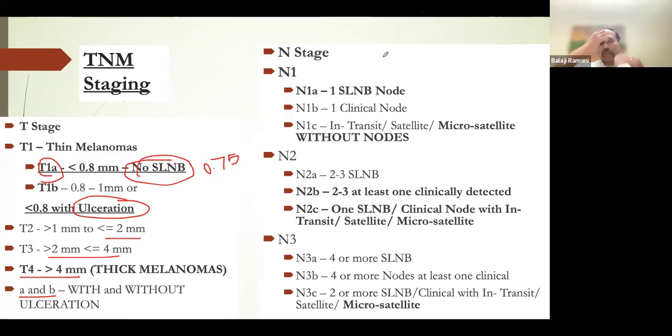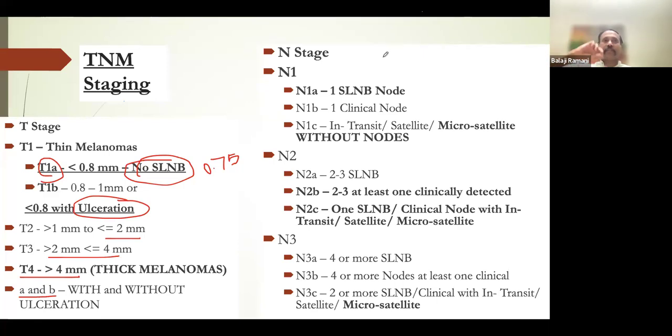So the N stage, if you look at it, remember you have in all this N1, 2, 3, all of this, the first one is with regard to SLNB, the second one is clinical, and the third one has to do with satellite nodules. So this is the gross classification. So now come the numbers. N1 is 1, N2 is 2 to 3, and more than that is going to be N3. Okay, so one node is N1, 2 to 3 nodes is N2, and 4 or more nodes is considered to be N3, right? So now you have the numbers.